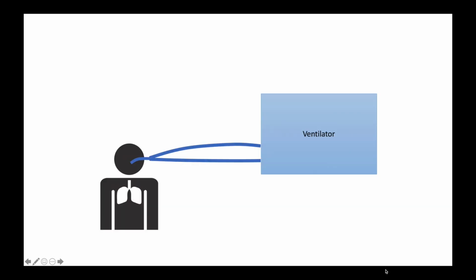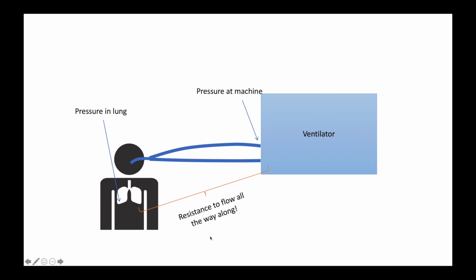So here's your patient and your ventilator. You've got a pressure that's measured at machine, and this is the only pressure that's actually reported by the ventilator ever. And you've got a pressure in the lung, and this is the one that you care about more. And of course, there's resistance to flow all the way along, and the difference between the pressures and the resistance, that's what establishes the flow.